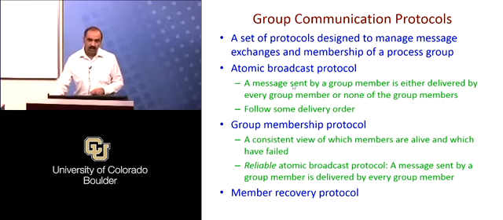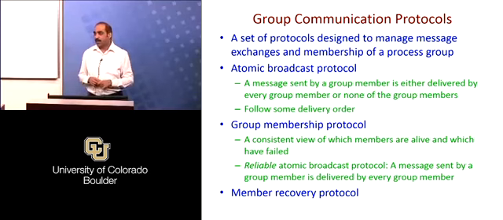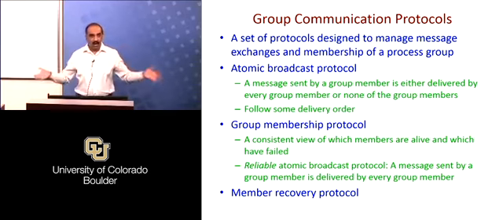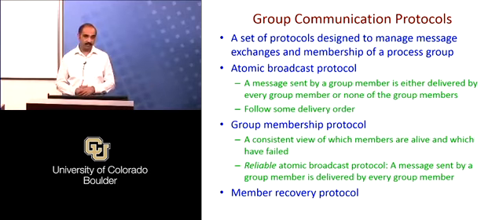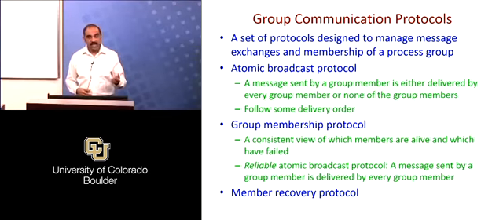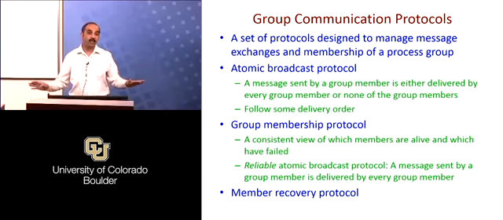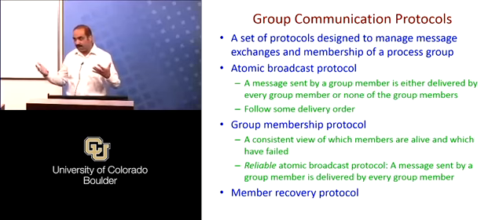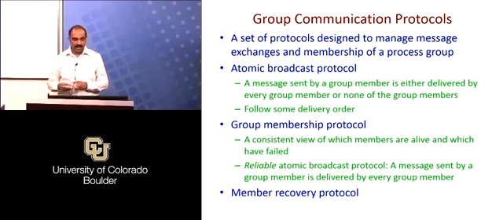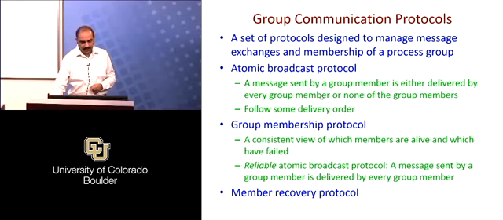So the atomic broadcast protocol basically says that a message is delivered either by all group members or by none. Or in other words, what it is saying is that you either apply an update to every replica or you don't apply that update to anyone. That's basically maintaining consistency. So this basically is atomicity.